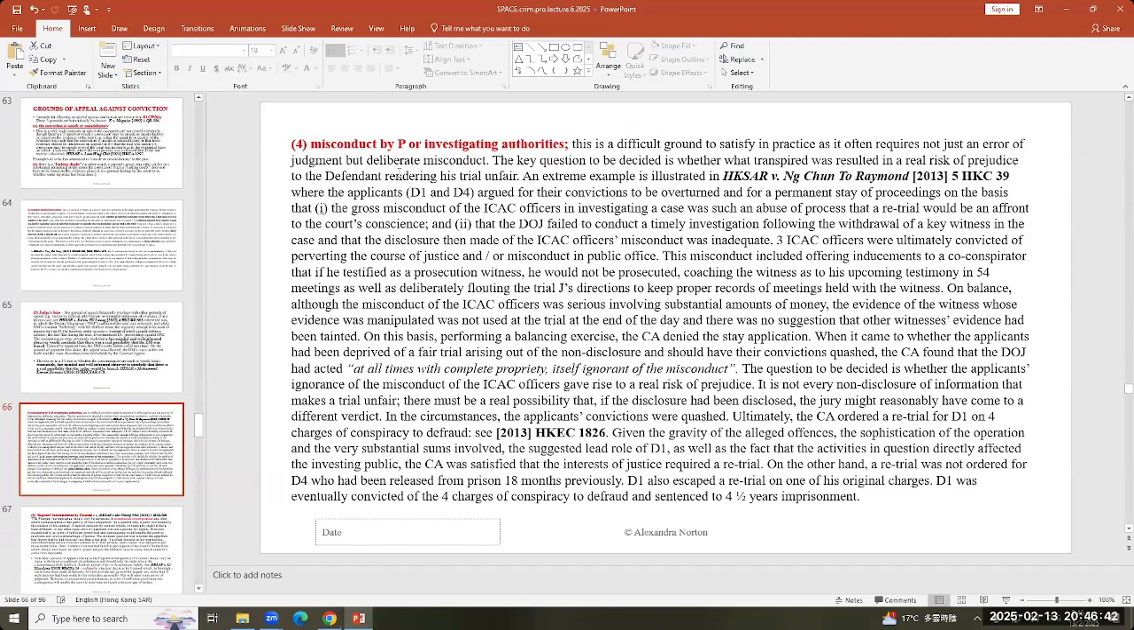What about where there's been misconduct by the prosecution or by the police or the ICAC, for example? That could be a ground to render the conviction unsafe and unsatisfactory. And I referred to this Chunto Raymond case when we were looking quickly at applications for a permanent stay of proceeding. In this case, the misconduct by the ICAC officers did render the conviction unsafe and unsatisfactory, but they ordered a retrial because these charges were very serious.